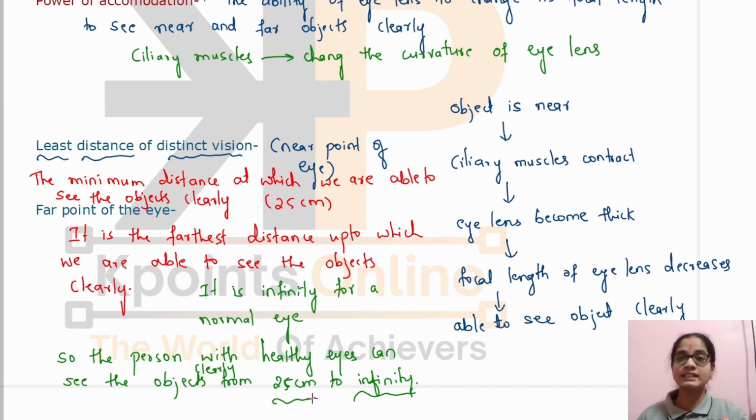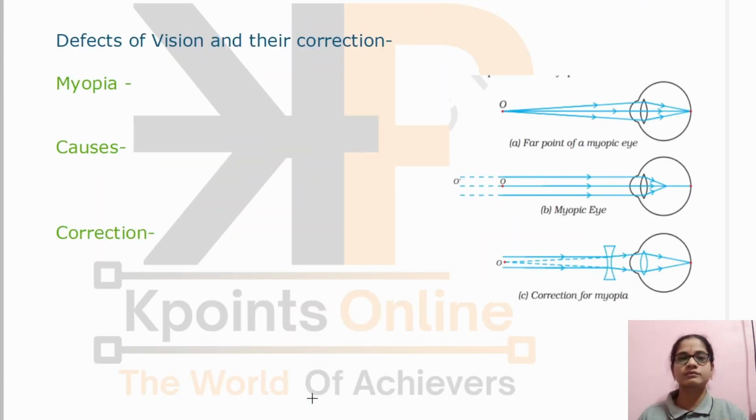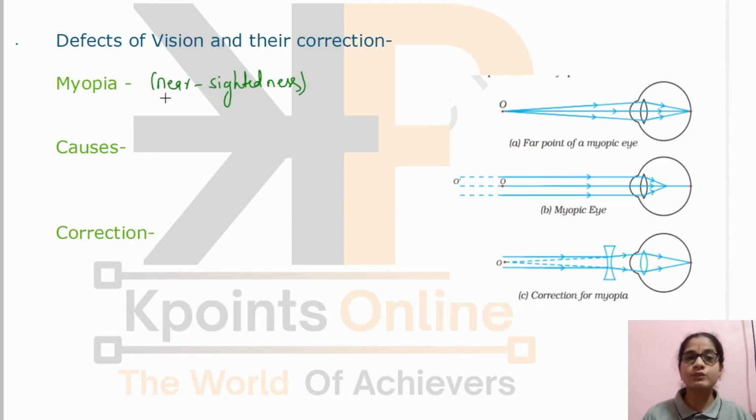Now let us move to the next topic. We are going to understand here the defects of vision and how we correct them. So what do we mean by the defect myopia? It is a defect in which the person suffering from myopia is able to see the nearby objects but cannot see the objects far away from him or her. It is also called near-sightedness. It means the person is able to see only the objects nearby. He or she is not able to see the distant objects clearly.